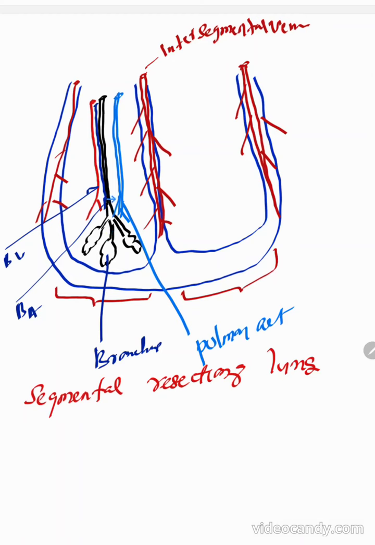And how does he locate the bronchopulmonary segment? He locates the bronchopulmonary segment by tracing the intersegmental vein. That is the importance of the intersegmental vein. That means if we follow this intersegmental vein, okay, two intersegmental veins, in between the two intersegmental veins there is a particular bronchopulmonary segment. Okay, hope you understood the topic.